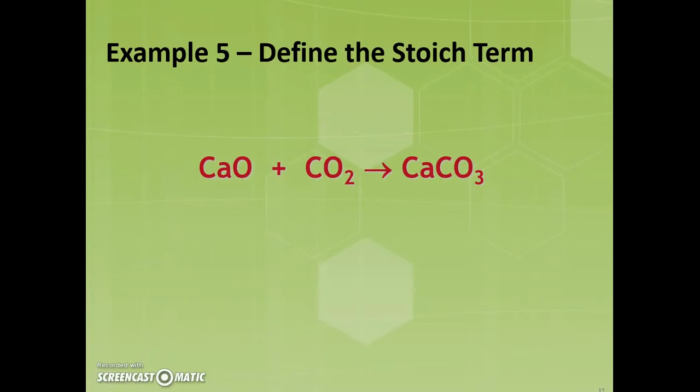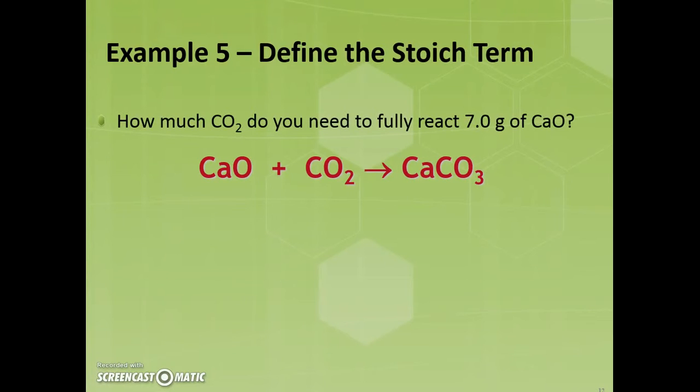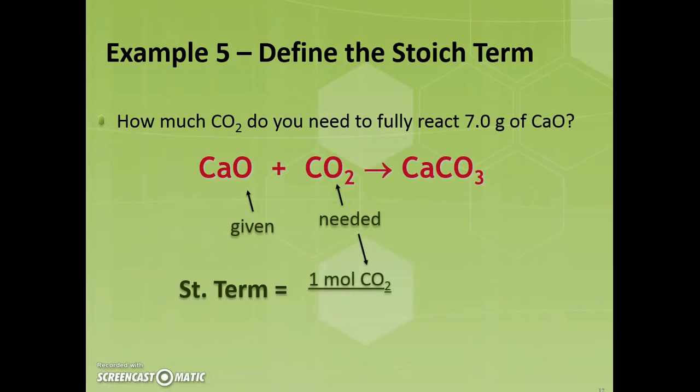Okay, one more, and maybe a kind of trivial one. So, we have the reaction of calcium oxide with carbon dioxide. How much carbon dioxide do we need to fully react 7 grams of calcium oxide? Alright, our given is calcium oxide. We know we've got 7 grams of it. Our needed is the amount of CO2. And so we design our stoichiometry term, again, with the needed on top and the given on the bottom.